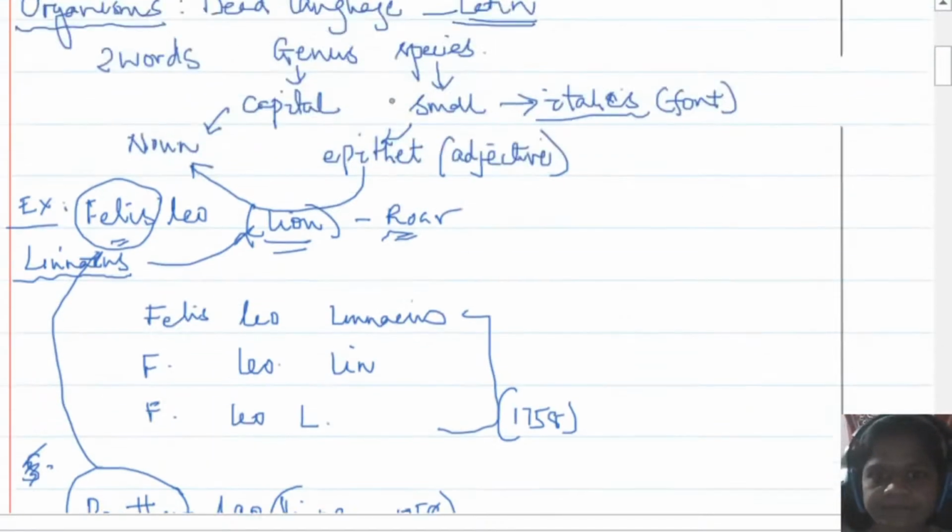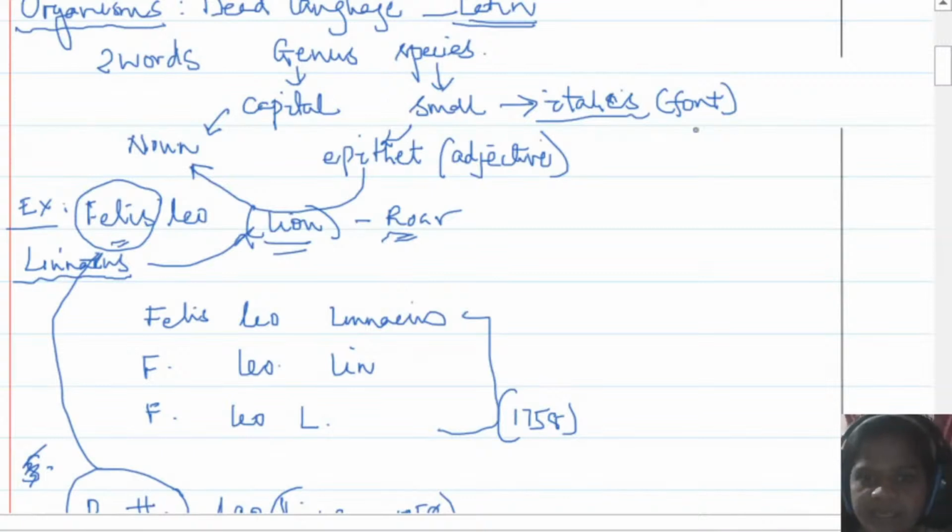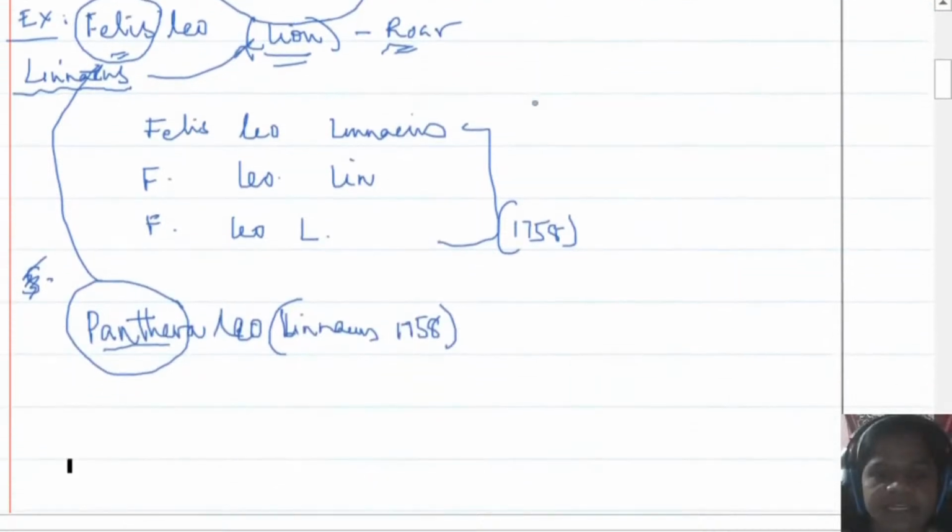Okay. So far we have learned that naming the organism scientifically consists of two words, the genus and species. Genus and species. And the genus starts off with a capital letter, the species starts off with a small letter. This is an important rule, and they all have to follow ICZN rules, and they are all Latinized. That means they are derived from Latin. And the first one is the noun, and the second one is the epithet, which is an adjective that describes the noun. And for an example, we have taken lion, which is coined by Linnaeus.